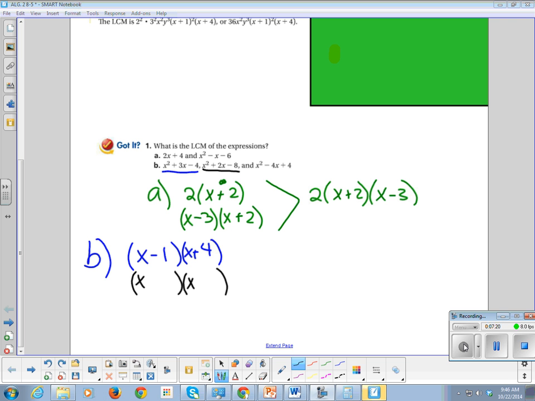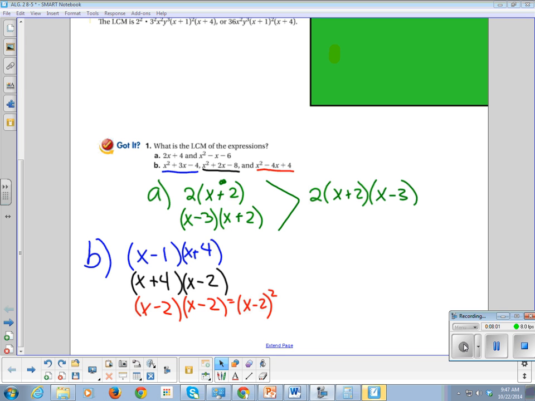Factors, which 2 numbers multiply to give us -8 and add to give us 2? That's 4 and -2, and the 4 has to be positive. The 2 is negative. And last but not least, x squared minus 4x plus 4. Which 2 numbers multiply to give us +4 and add to give us -4? That'd be -2 and -2. And I'm going to rewrite this as (x - 2) squared.